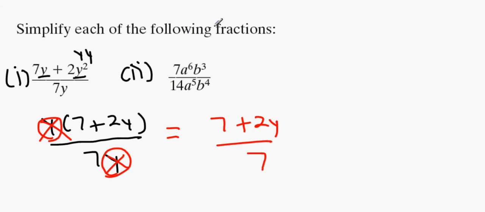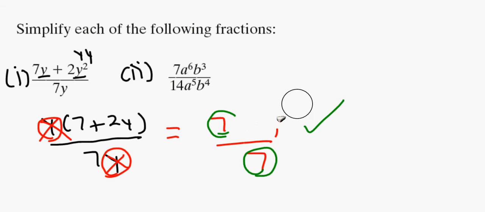Now, I'm not allowed to cancel the two 7s because this 7 isn't multiplying the top line, it's just part of the top line, so I have to leave the answer as is. Okay, next question, next part.